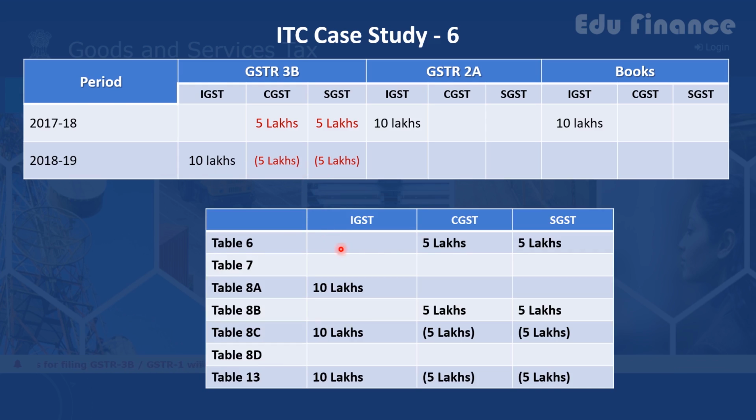In such case, wrongly availed CGST and SGST shall be reported in Table 6 of GSTR 9. Rupees 10 lakh IGST is auto-populated in Table 8A. Wrongly availed CGST and SGST shall be reported in Table 8B. Then the ITC of IGST rupees 10 lakh shall be reported in Table 8C and Table 13, and wrongly availed CGST and SGST shall be reversed.